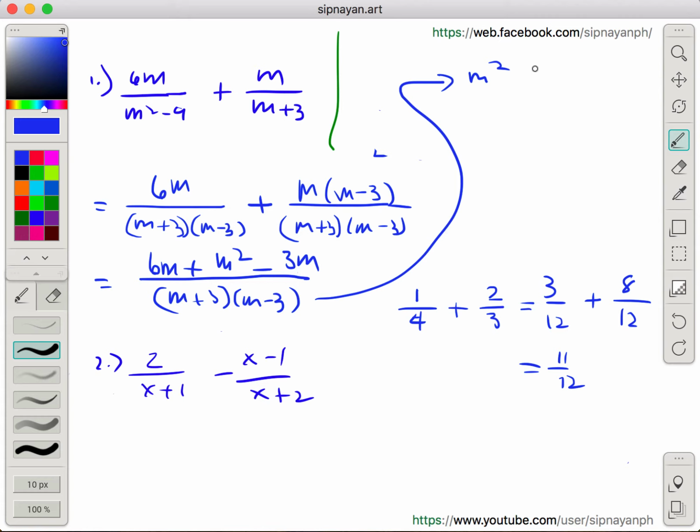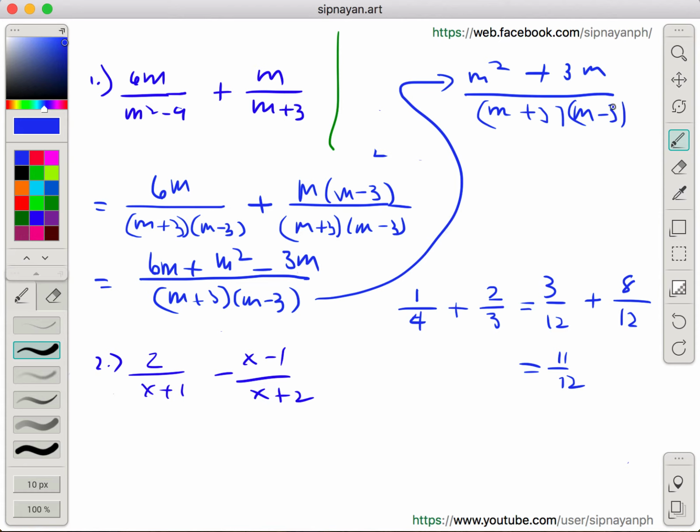3m, di ba? So, may 6 ka na m, bawasan mo na itong m. We get a 3m. Is it plus or a minus? So, mas malaki yung 6. 6 minus 3 is positive 3. So, magiging plus 3m. No? Over, tama ba? M plus 3 times m minus 3.